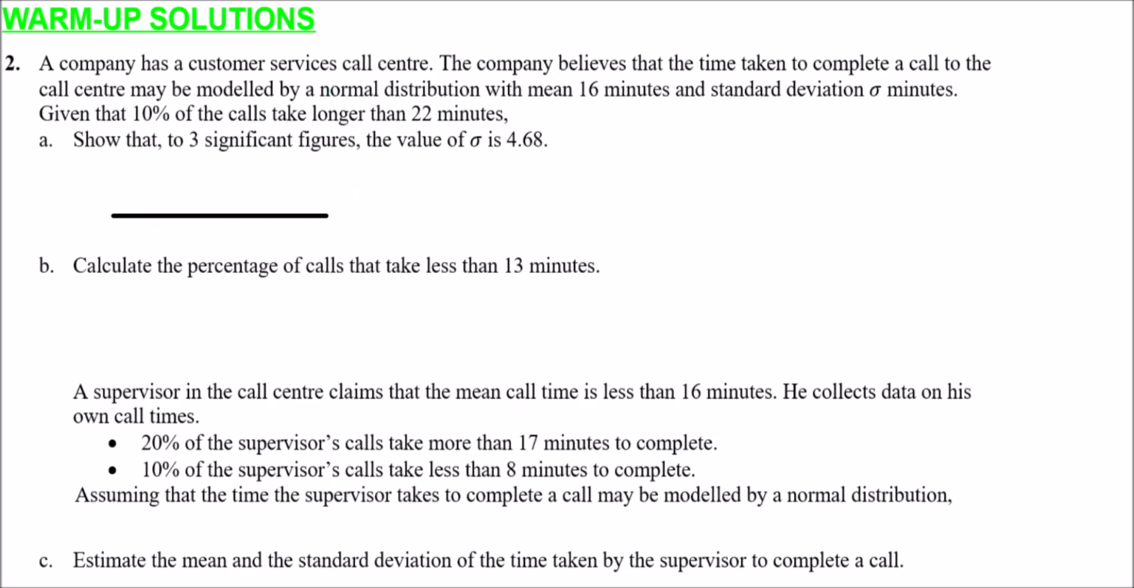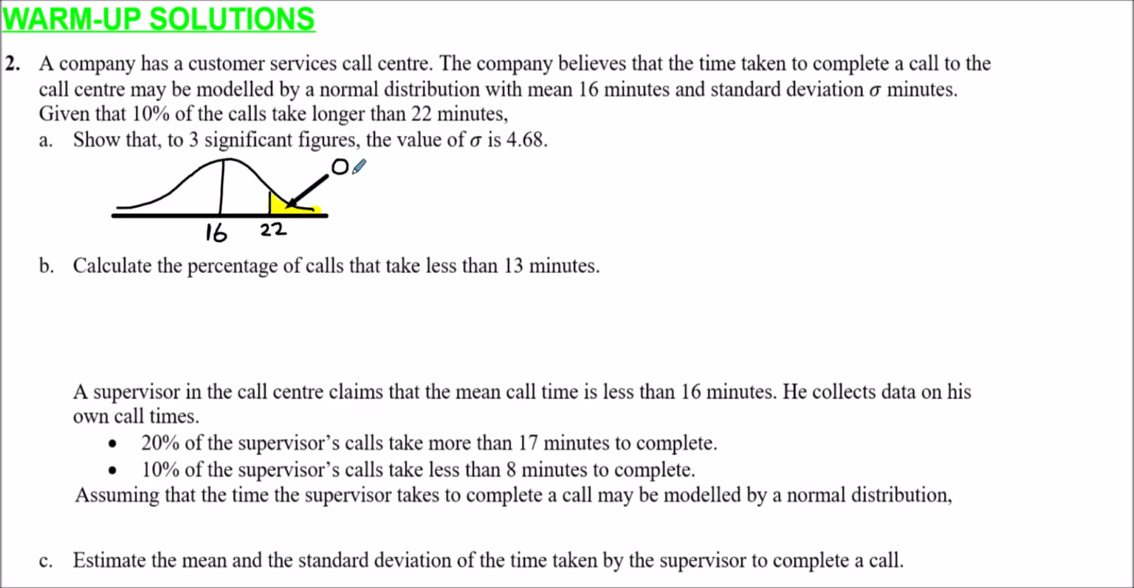So the assumption is the mean is 16 minutes. And if that's the case, it's normal, then this here would be 16. And 10% take longer than 22. So if I draw in at 22 like so, then this bit of the curve needs to be 10%, that proportion. Now here, of course, we don't know the standard deviation.